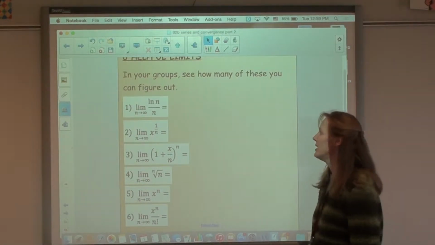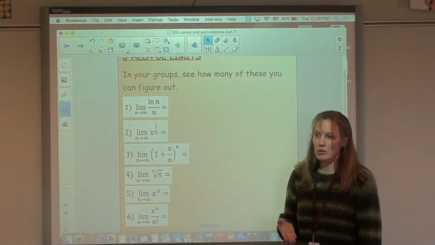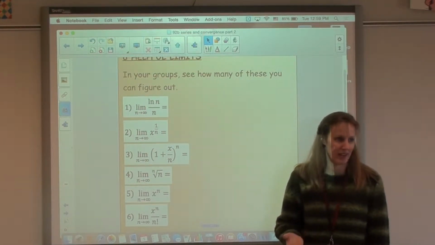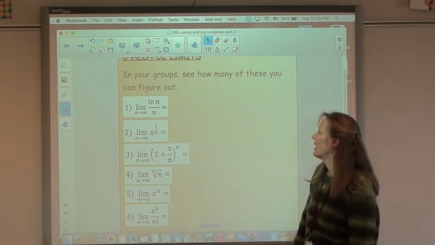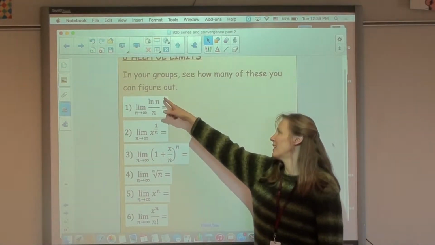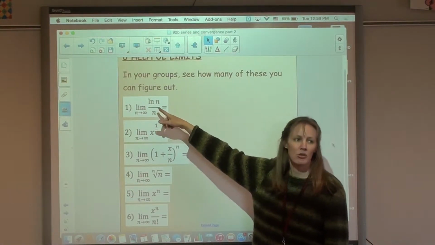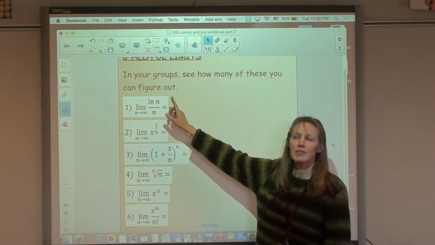Comparable growth rates, right? So, log always loses. Log is the loser, LL, right? Log always loses. Log is the slowest. So you have a logarithmic over a polynomial, slower over faster. What's this limit going to approach? 0.